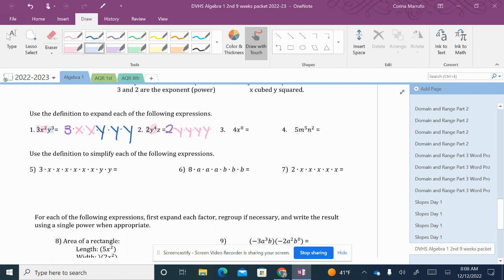And then we have z. Z doesn't have an exponent. The exponent is actually 1. Remember how I told you math people are lazy. If they don't have to write the 1, they won't write it. That just means 1 z.